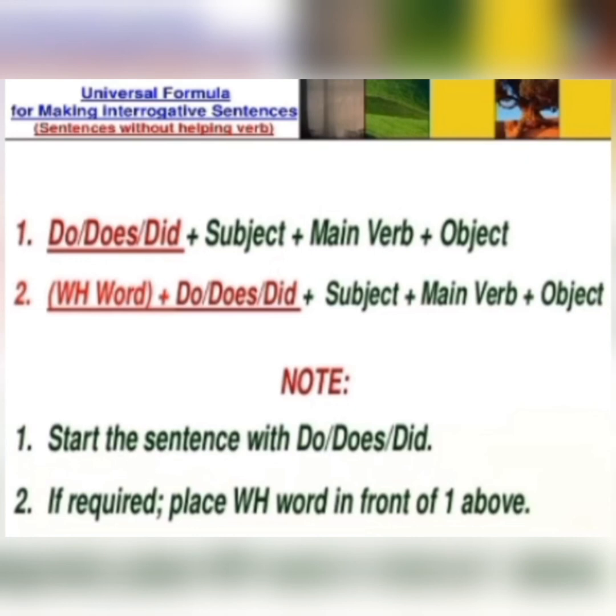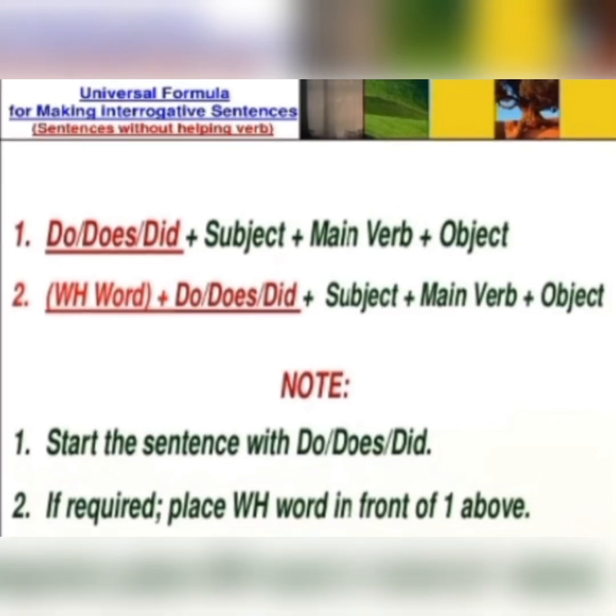We will bring do, does or did in front, then our subject, main verb, and then the object. And again we have another option: we can also add a WH family word before do, does or did. So it is very important to keep in mind these two things: you always start the sentence with do, does or did, and if required you can place a WH family word in front of number one, that is do, does or did. I hope you all have understood how we can convert a simple sentence into an interrogative sentence with and without the helping verb.